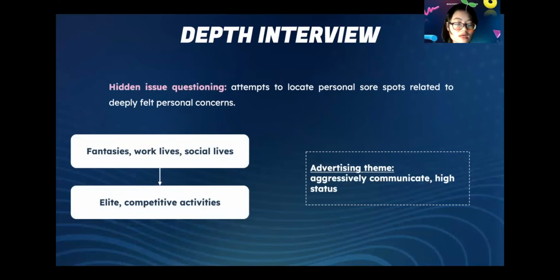Next technique is the hidden issues questioning. This technique attempts to locate personal sore spots relating to deeply felt personal concerns.